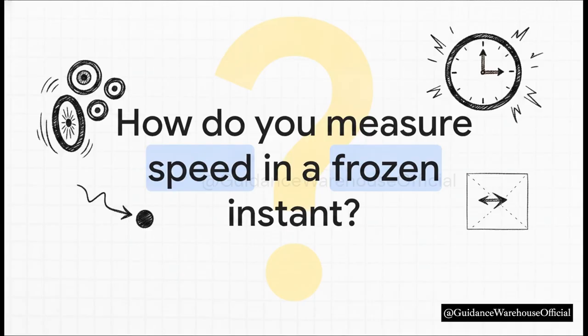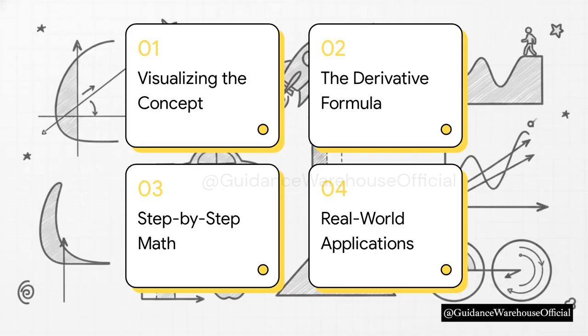Movement inherently requires a duration of time to occur, right? You travel a certain distance over a certain amount of time. So how in the world can a physical object possibly have a specific speed exactly right now in a totally frozen instant? By the end of this explainer, you're going to clearly understand the visual concept of the derivative, the actual formula behind it, how to calculate it step by step, and exactly how to apply it to real-world problems. We're going to crack this paradox wide open.